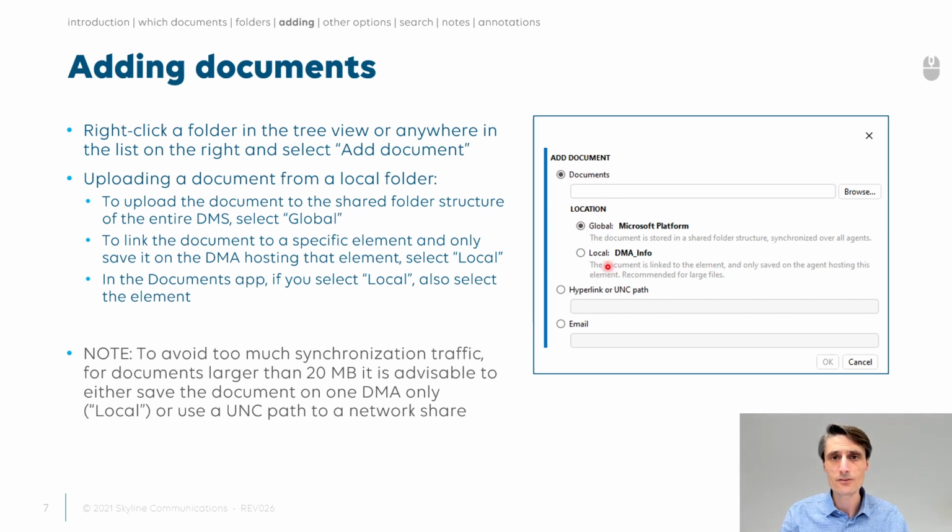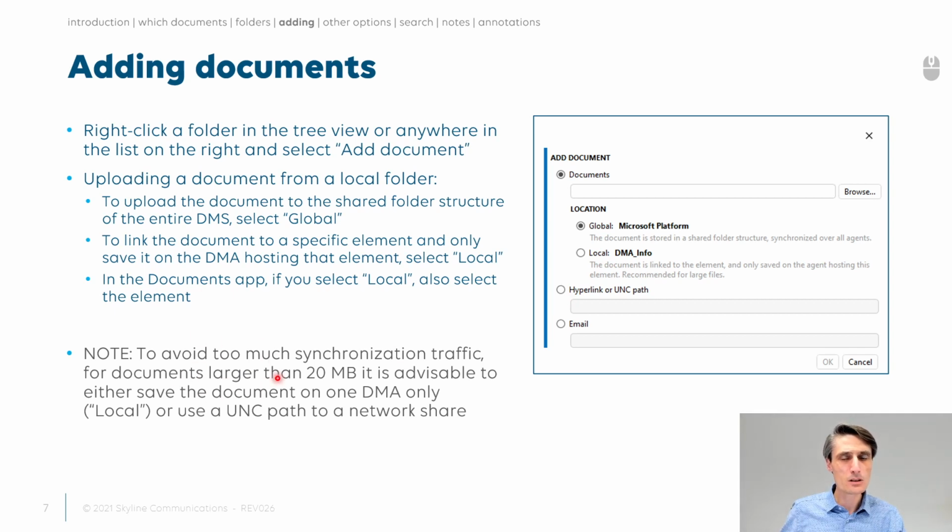The document you potentially pick from your desktop or something like that, you need to specify a location. So you will need to specify if this is a global document or a local document, if it's only for that specific server or for any server, any Microsoft platform server. So that's a choice you have to make there.